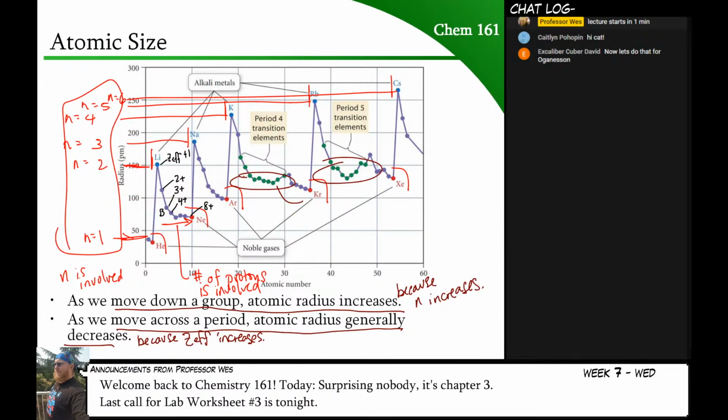So that pretty much explains the entire chart for atomic size. Going down the periodic table and increasing the period number, atoms get bigger because N increases. Going left to right across the period itself, as Z effective increases, atoms get smaller in size. Transition metals tend to have roughly the same Z effective, so they have roughly the same size.